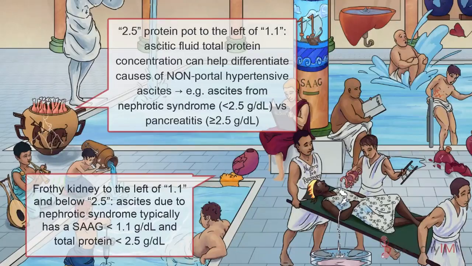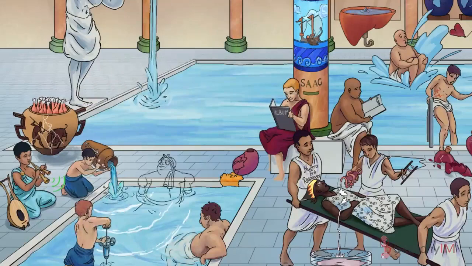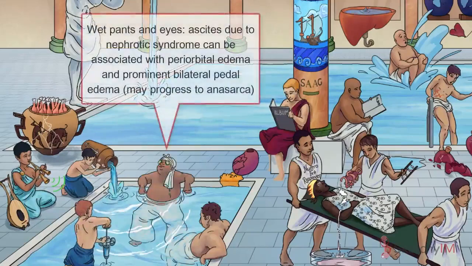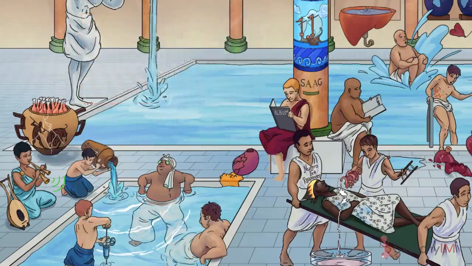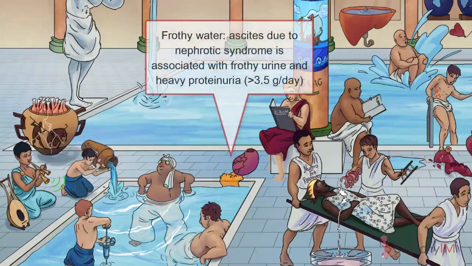Leaky abdomen, here we come. The protein concentration in the ascitic fluid will be low, less than 2.5 grams per deciliter, in other words. So again, we've brought in that protein vase and positioned the leaky kidney below. Patients with nephrotic syndrome typically present with periorbital edema and prominent bilateral pedal edema, which may progress to anasarca. Patients may also have frothy urine due to high levels of proteinuria.